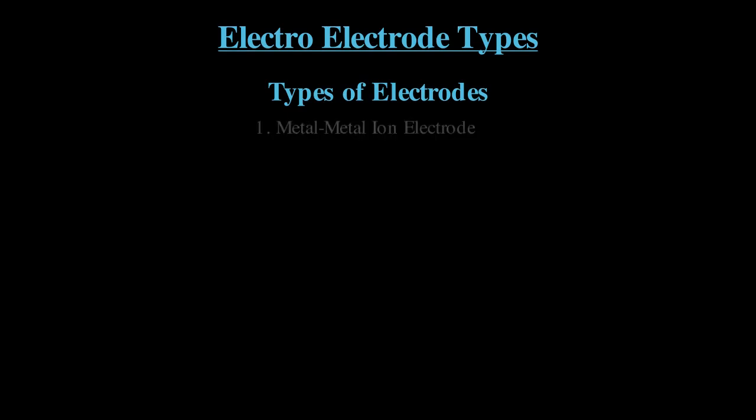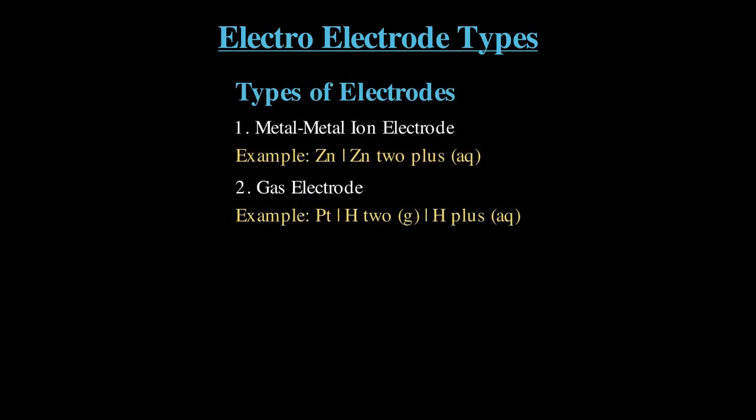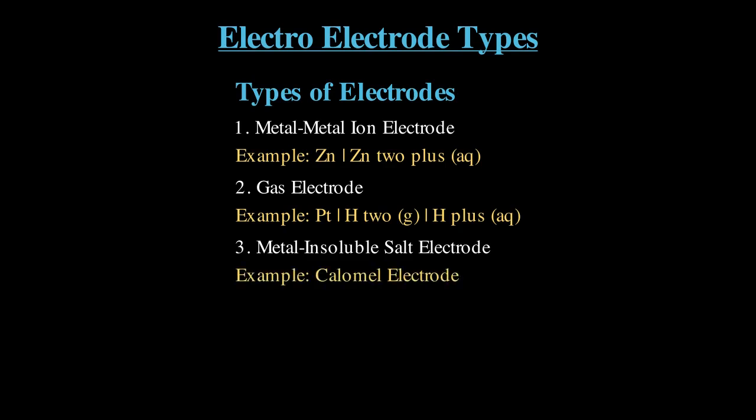A great example is the standard hydrogen electrode, where hydrogen gas is bubbled over an inert platinum surface that's immersed in a solution of H+ ions. The third type is the metal-insoluble salt electrode. Here, a metal is in contact with one of its sparingly soluble salts and a solution containing the anion of that salt. A classic example is the calomel electrode, which consists of mercury, solid mercury(I) chloride, which is Hg2Cl2, and a potassium chloride solution.